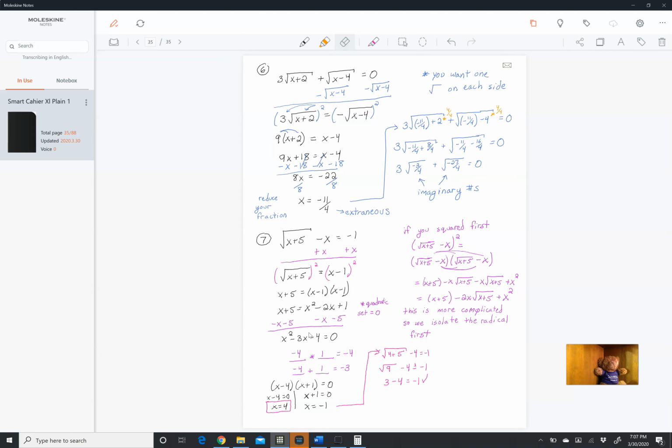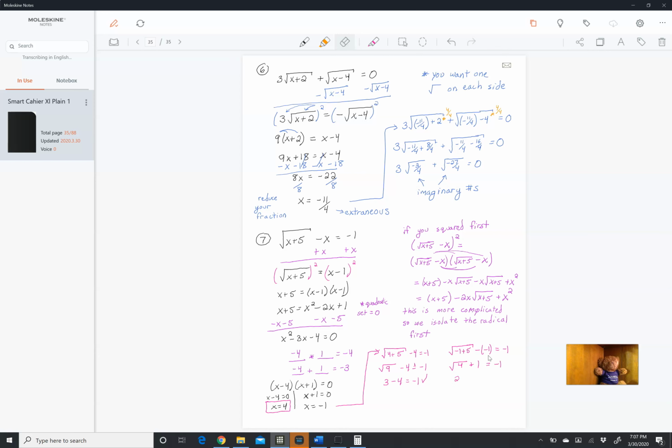Now we have to do the same thing for negative 1. So we have square root of negative 1 plus 5 minus negative 1. Okay, be careful here. You're plugging in negative 1 for x. So it's minus, because we're doing minus x, minus, and then we have our negative 1 in parentheses, is equal to negative 1. So this is the square root of 4, and this becomes a plus 1. Minus negative 1 is plus 1.